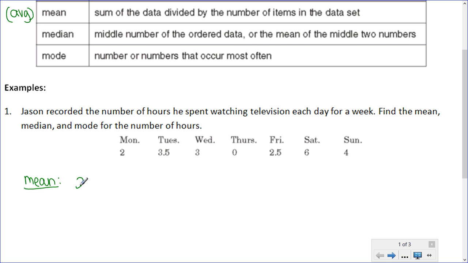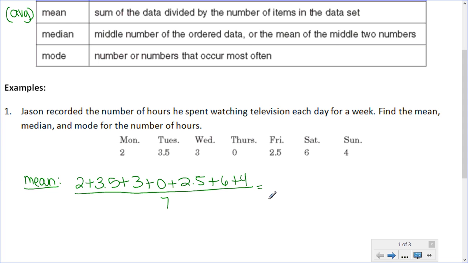So we have 2 plus 3.5 plus 3 plus 0 plus 2.5 plus 6 plus 4, all divided by 7. So let's go ahead and add these together. And you should get 21. So then 21 divided by 7 is 3. So the mean or the average of this set of numbers is 3. And since this represents hours spent watching television, this would be 3 hours.